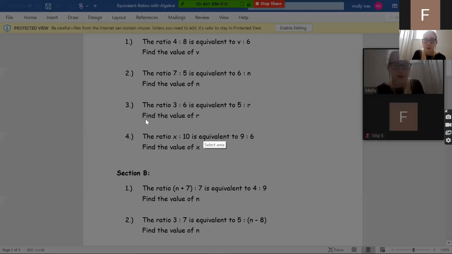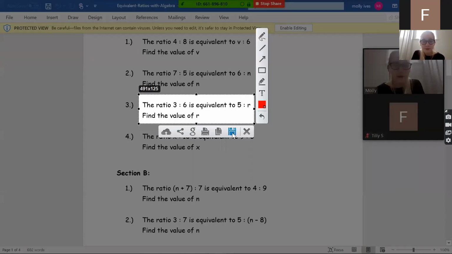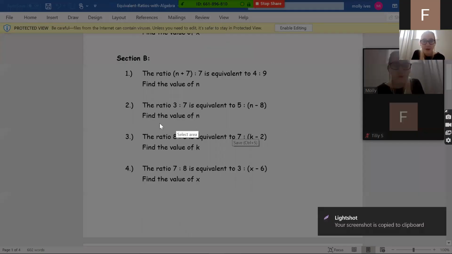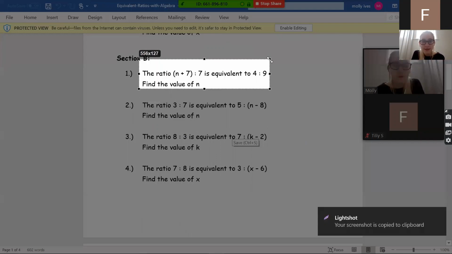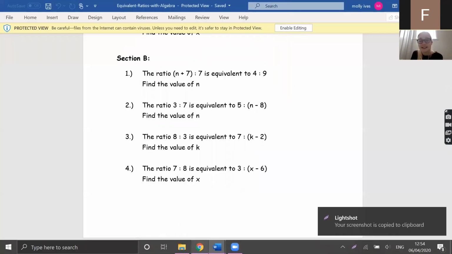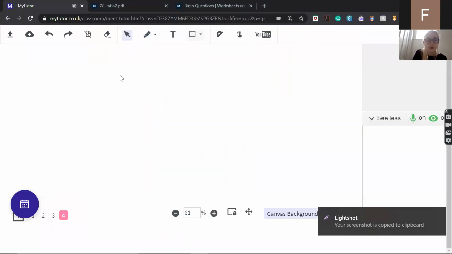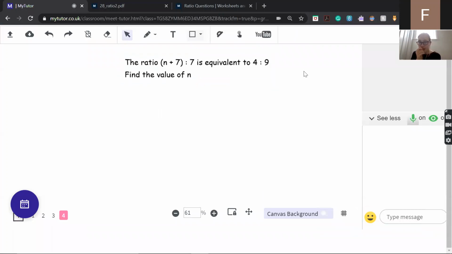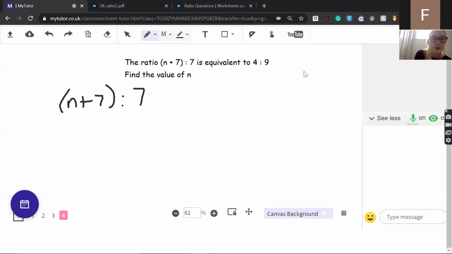I'm just going to do one more simple one and then we'll do some... Oh, wait, am I? No, actually, because I only have 5 minutes before questions, I'm going to do one like this. It's exactly the same thing, to be fair. So let's look. This time we've got the ratio n plus 7 to 7 is equivalent to 4 to 9. Well, we're just going to do exactly what we've done and not be scared because it's an n plus 7. We're just going to write them out like this and do our cross multiplication.